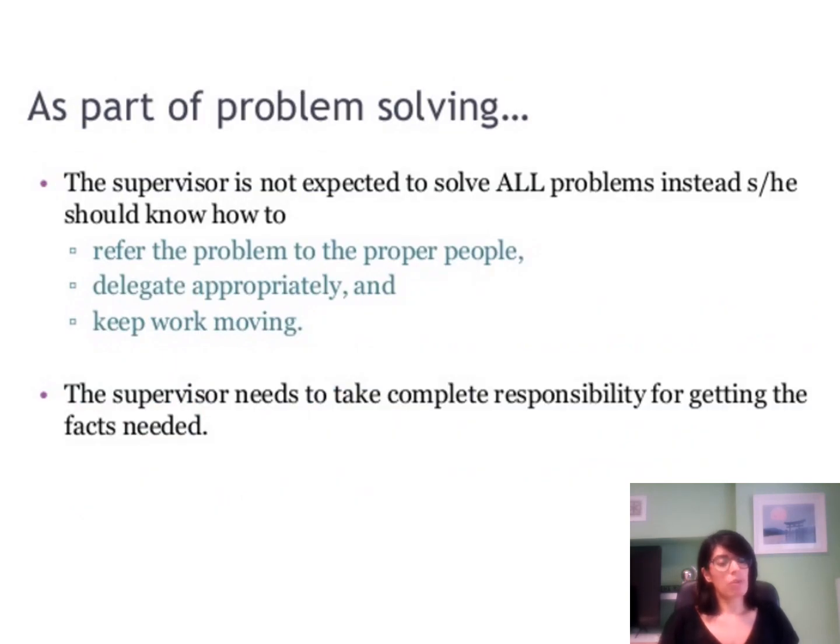And actually, when it comes to problem solving, the supervisor or the leader isn't expected to solve all the problems themselves, but actually they're expected to know who the problem could be referred to in order to find the proper solution. Who can they delegate tasks in the problem solution process to? And how can they do that while still keeping all the work that's ongoing moving forward? But even though the supervisor may delegate or assign the task to other people, they still take complete responsibility for getting all the facts needed in order to solve that problem well.